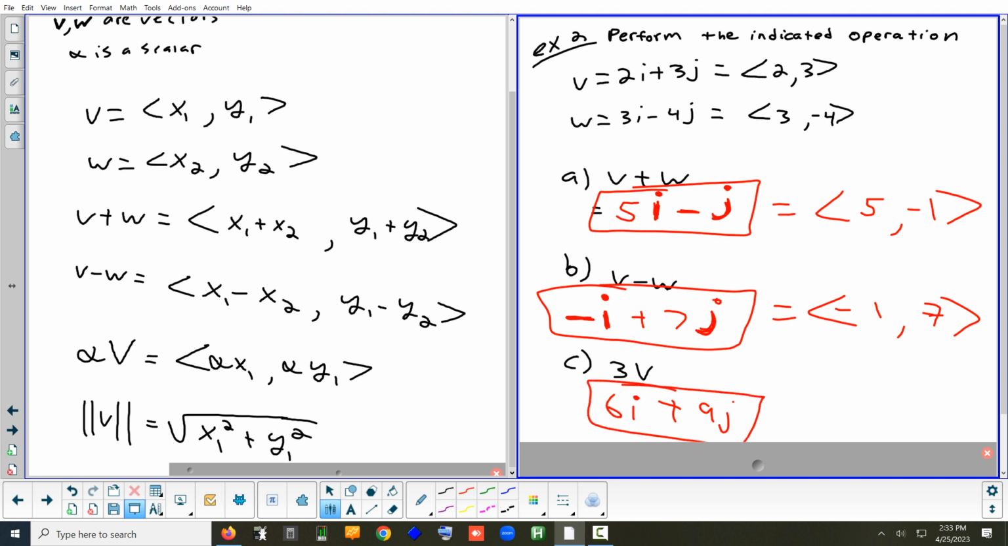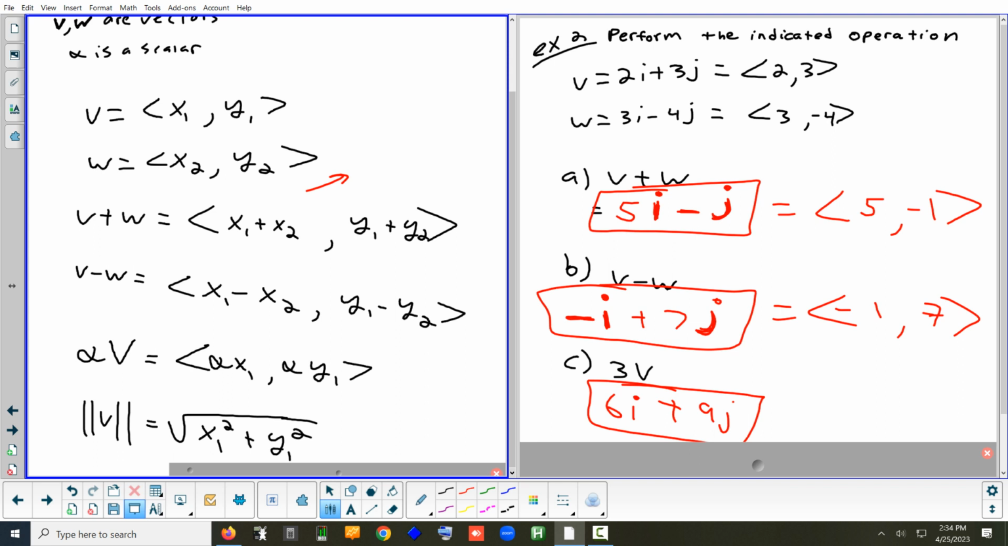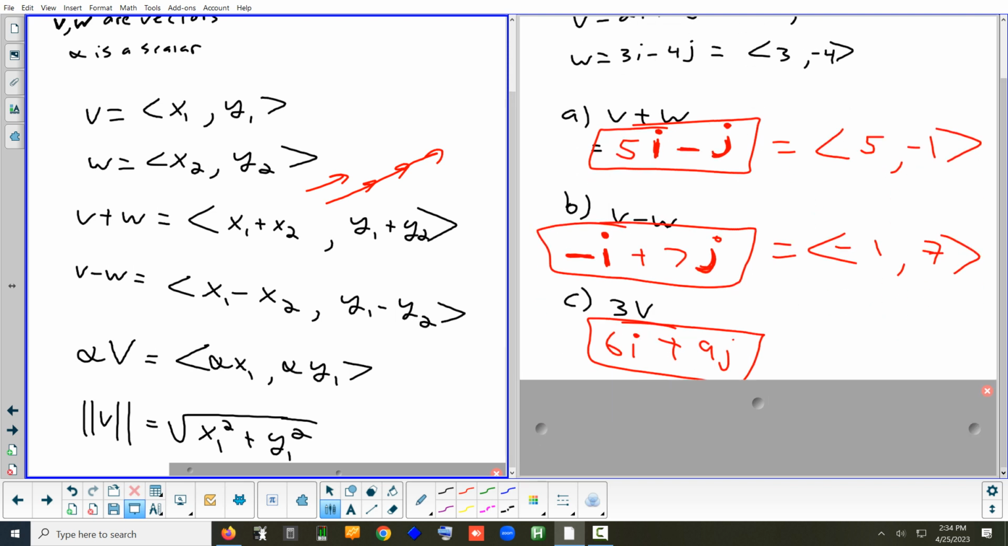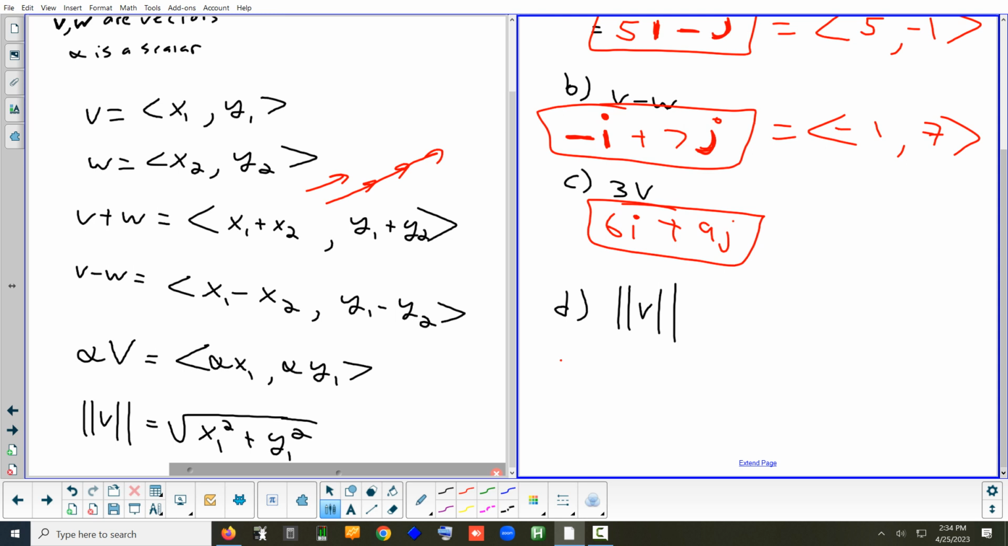By making it 3 times as long, did it change direction? No, it didn't change direction. If it did this before, now it does this. It still points the same way, it's just 3 times as long. And let's finish up with that one.